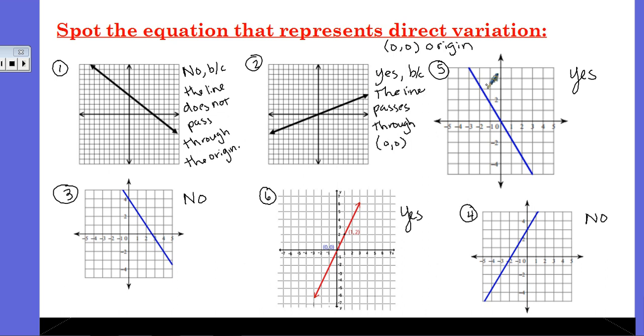Notice that on all the ones that are direct variation, it doesn't matter if the slope is positive or negative, or if it's really shallow or really steep. It's still going to be a direct variation equation because it passes through the origin. Okay, let's go ahead and look at how we tell with equations.